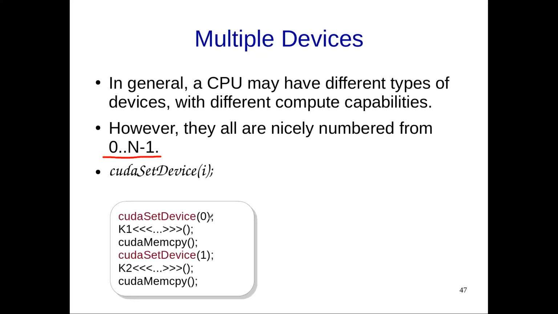For example, I can do cudaSetDevice(0), which is the default, right? If you have multiple GPUs and you are running your code without any cudaSetDevice, it will always run with device 0. Okay, and I run kernel 1, then I do cudaMemcpy. So both this kernel and cudaMemcpy are going to refer to device 0, that is GPU 0. Then I can do cudaSetDevice(1), and kernel 2 and cudaMemcpy will refer to that particular device 1. Okay. Any questions on this?